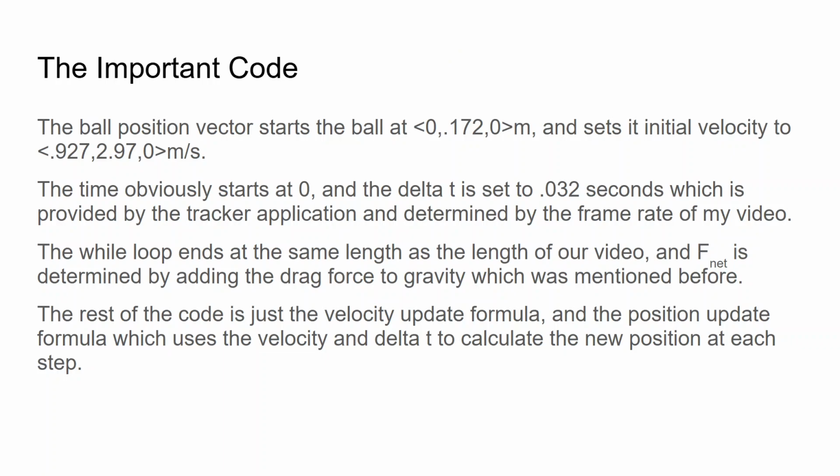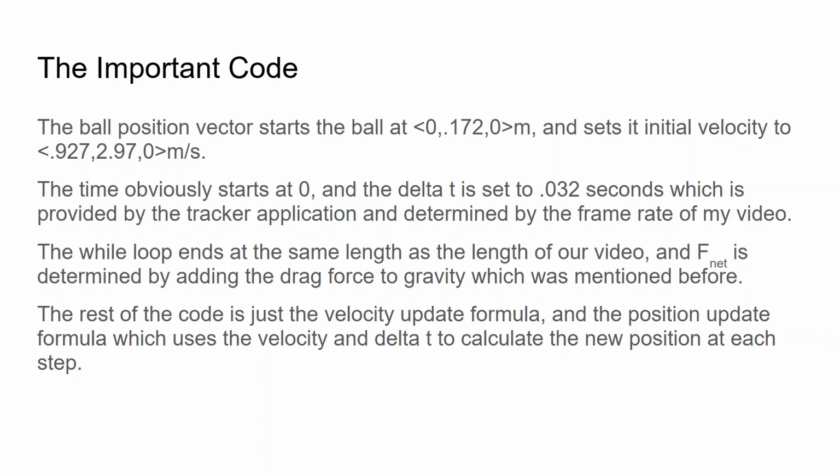As stated, the initial position vector was 0.172, 0 meters, and its initial velocity was 0.927, 2.97, 0 meters per second. Time obviously starts at 0, and delta t is set to 0.032 seconds.